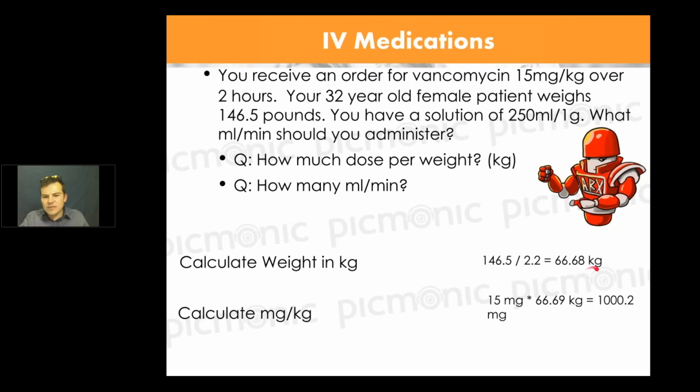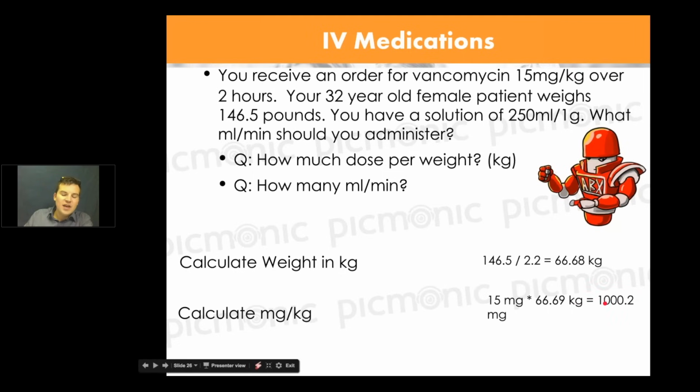66.69. And I don't know why I have 66.8 and 66.9 here. I must have done this question two different ways, or I rounded up at the top and on the bottom. But 66.69, 66.68, the point is it's going to come out almost exactly the same way. 66.68, 66.69 kilograms equals right at about 1,000 milligrams. 1,000.2, 1,000.22, 1,000.23 milligrams. So that's the total dose we need to give.